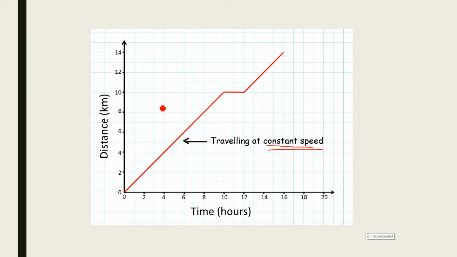Okay, so this is the first rule. When the graph is straight, so when the graph, which graph? We are talking about the distance-time graph. When the graph is straight, the object is moving at a constant speed.